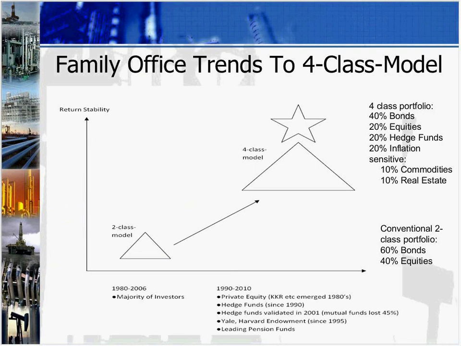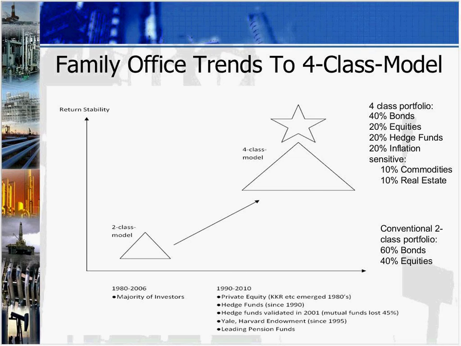If we look at the history of the alternative asset landscape, private equity really emerged as an asset class in the 80s with KKR, Kohlberg Kravis Roberts, doing some of the largest buyouts, and KKR and Forstmann Little having significant returns. Then in the 1990s, we saw pension funds, et cetera, allocating to private equity. In the 1990s, we also saw the emergence of hedge funds, and then in 2001, hedge funds were validated as an asset class when mutual funds lost 45%.